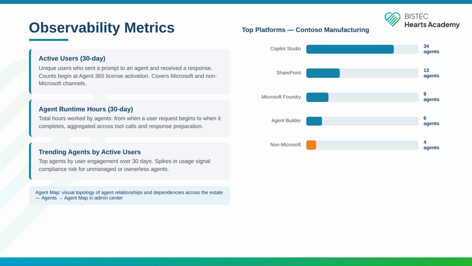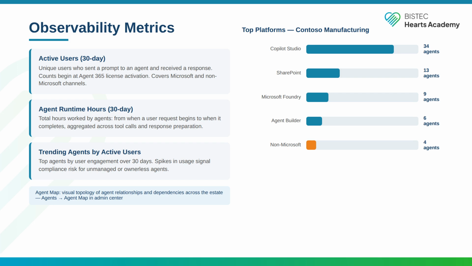Pay close attention to spikes in this list. A sharp uptick in usage for an agent that has no owner assigned, no DLP policy, and no formal onboarding is a compliance risk signal. Popularity without governance is dangerous.